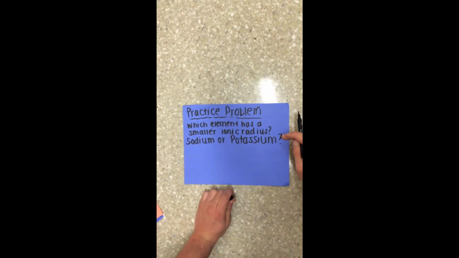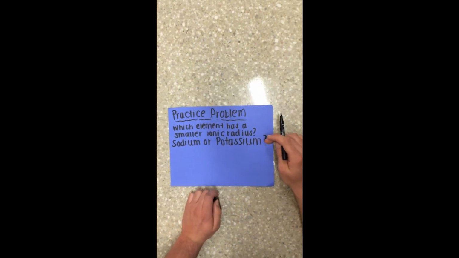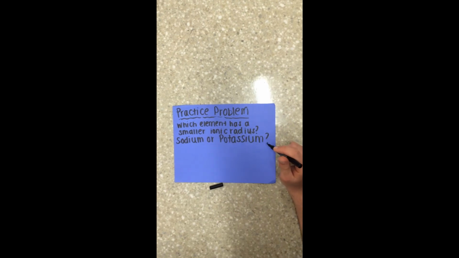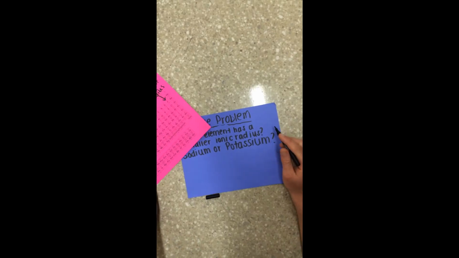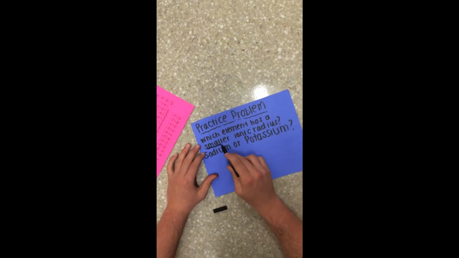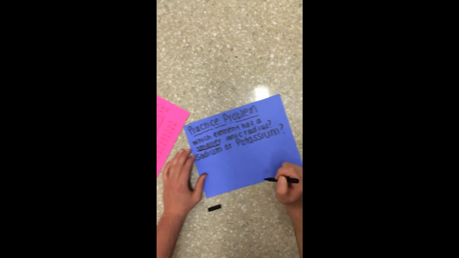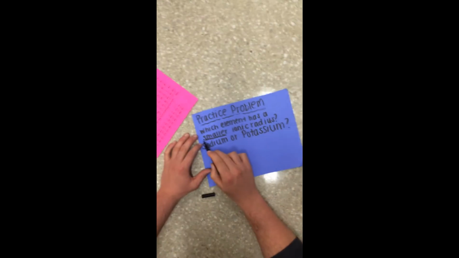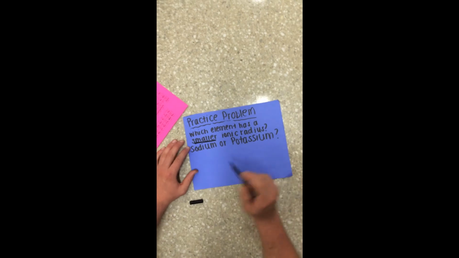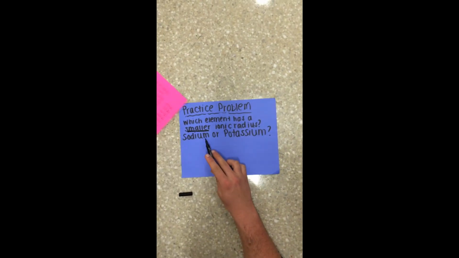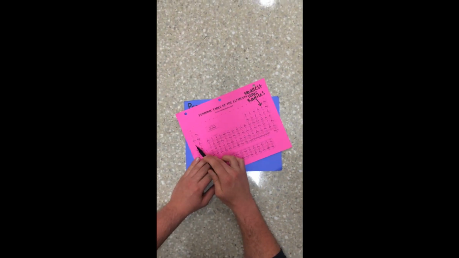So now I'm going to leave you with a very fun problem, if you ask me. Which element has a smaller ionic radius? Not larger, smaller. Sodium, that's this one. Or potassium, that's that one.